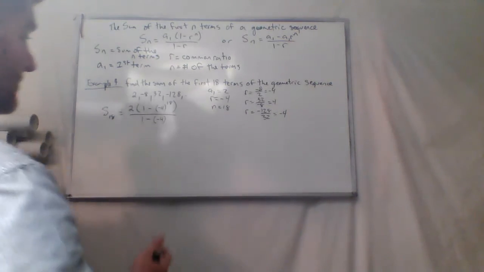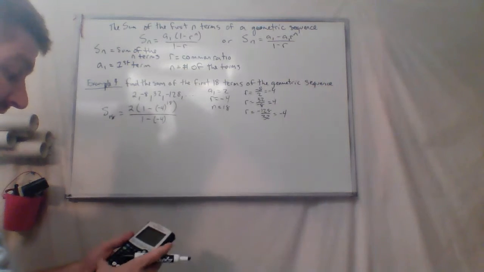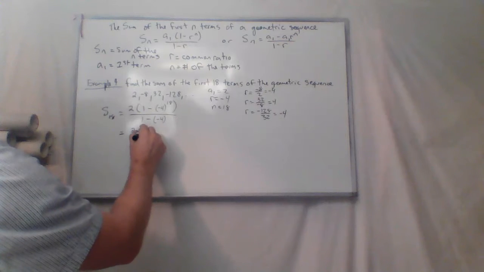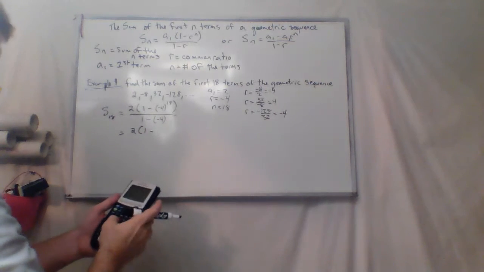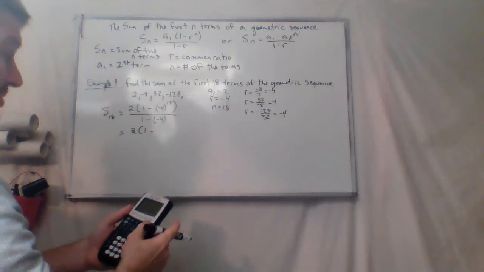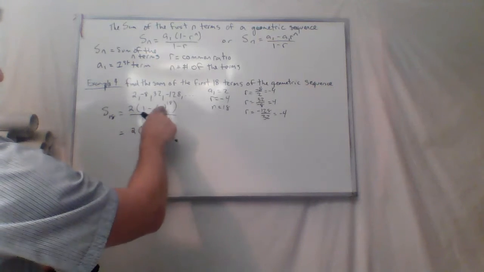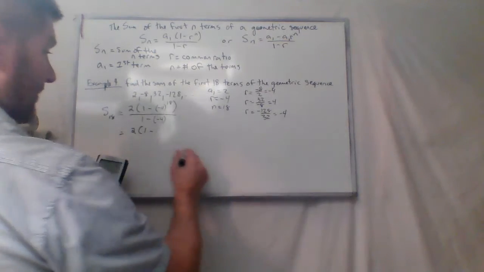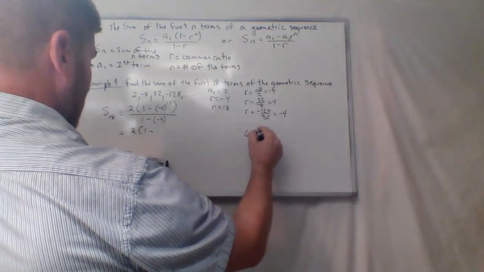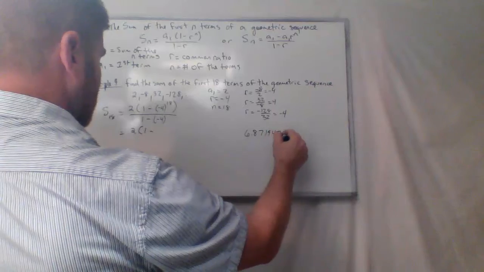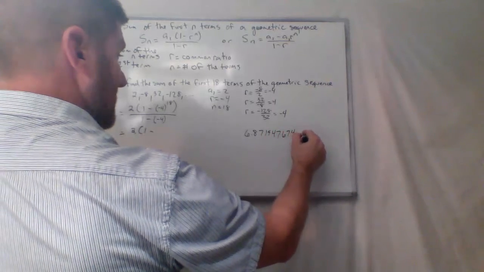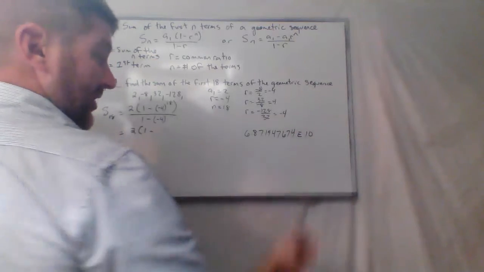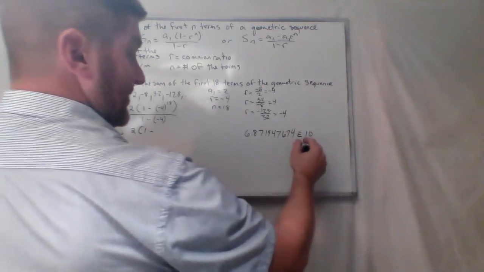So when I do this, the first thing that shocks me is, what is negative 4 to the 18th power? That's going to be a huge number. First off, I know it's going to be positive, but I'm subtracting that positive number from 1. And I get this number that says 6.8719476674 e to the 10th. So remember, this e to the 10th on your calculator just means scientific notation.